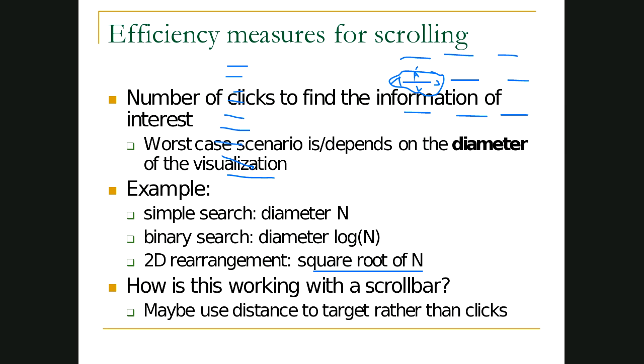I don't know about 3D. Going in and out of the screen is not that intuitive, but it's possible you could do it. So the diameter of the visualization becomes square root of the number of items, if you want the number of full screens that you need to move from one end to the other of the visualization.